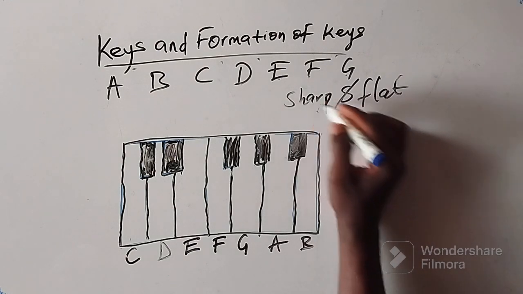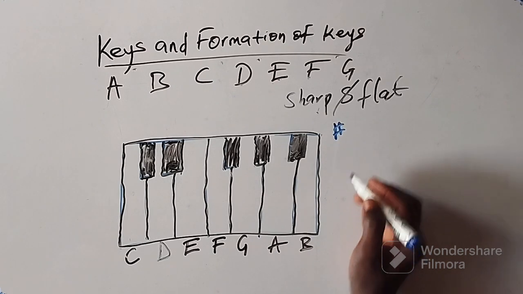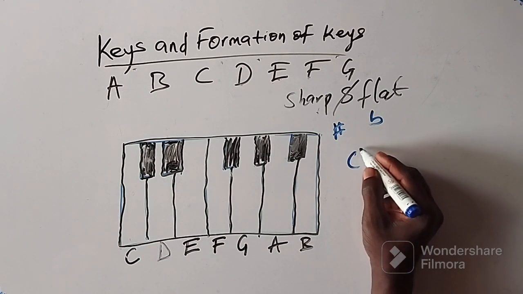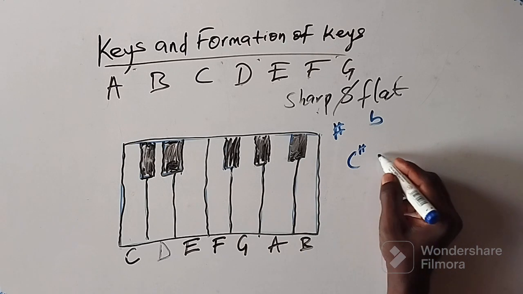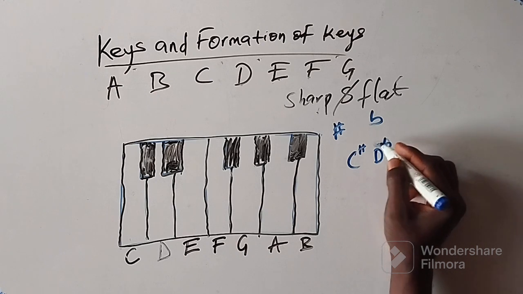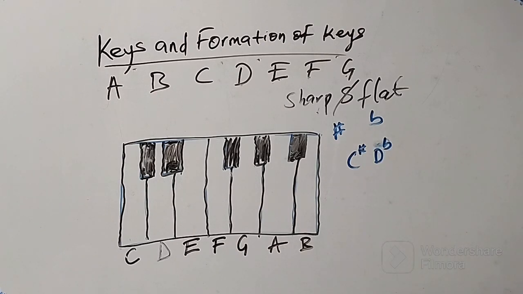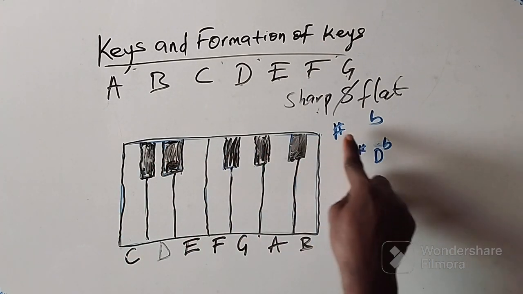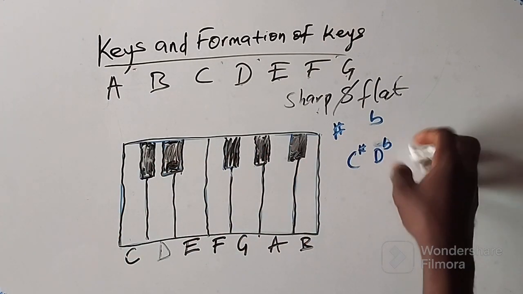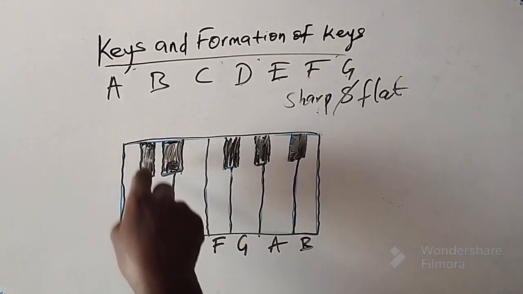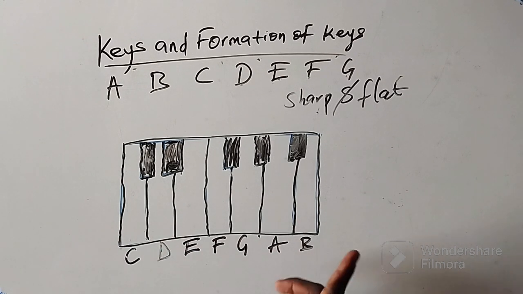The symbols are, if it is sharp, this one, and if it is flat, a small b. So if I want to call it from C, it will be C sharp. If I want to call it from D, it will be D flat, with a small b at the top. That is how it is written. These five keys are sharp or flat keys. So this key is sharp and also flat, depending on where you are calling its name from.